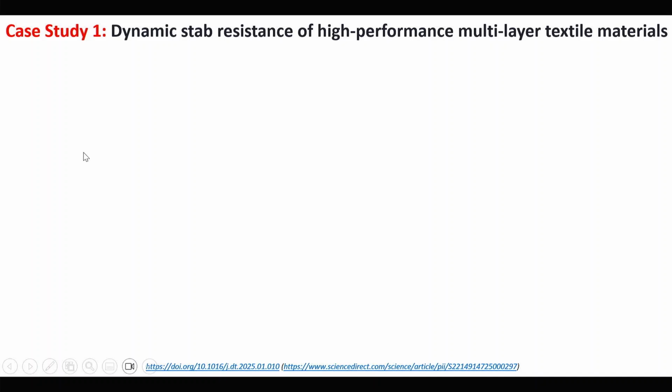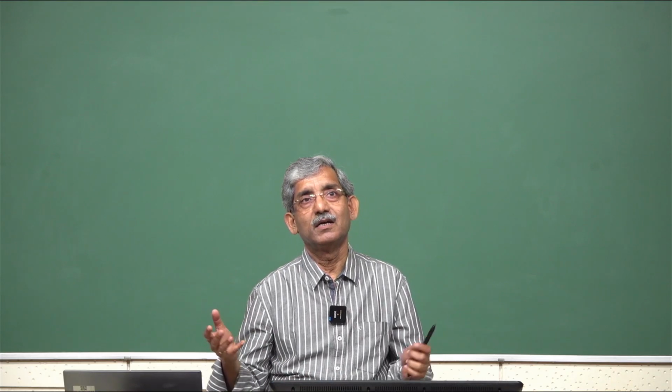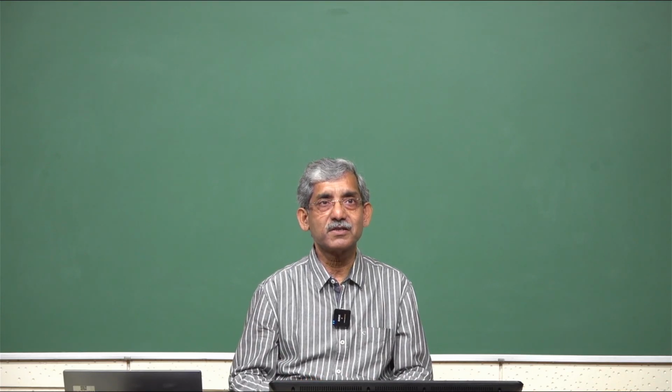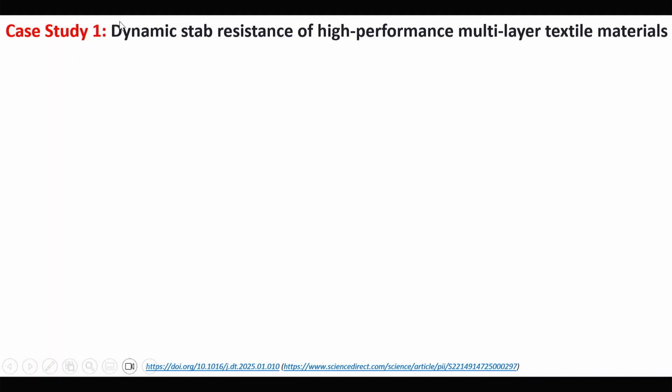Now, we will discuss a few case studies which are reported in different literatures. We have collected this information from different literatures. The first case study is the dynamic stab resistance of high performance multi-layer textile material. So, here a large number of layers are used with different orientations.